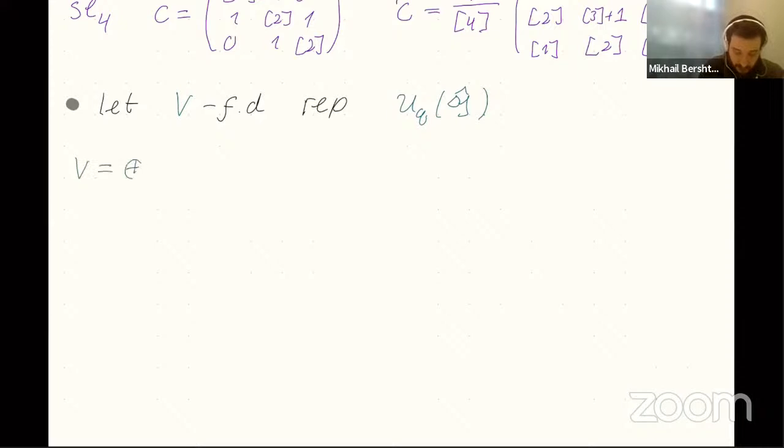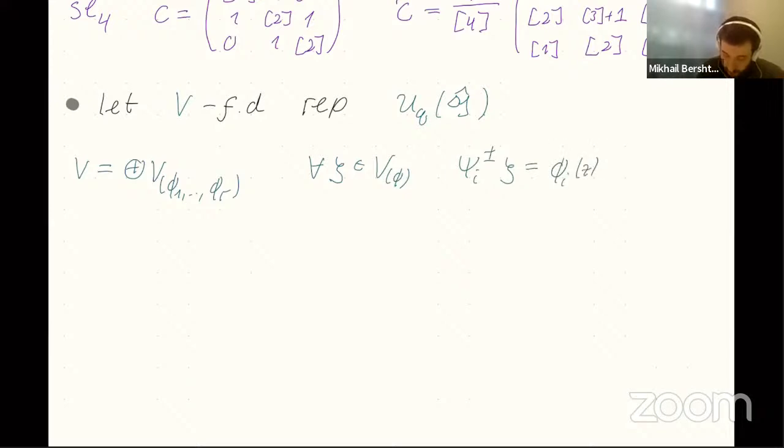We decompose V into a direct sum of the L weight spaces. The L weight spaces are labeled by the functions phi, each function. So, okay, just set phi 1, ..., phi r, such that for any vector zeta which belongs to the subspace V_phi, psi_i plus minus acts on zeta as phi_i of z times zeta.